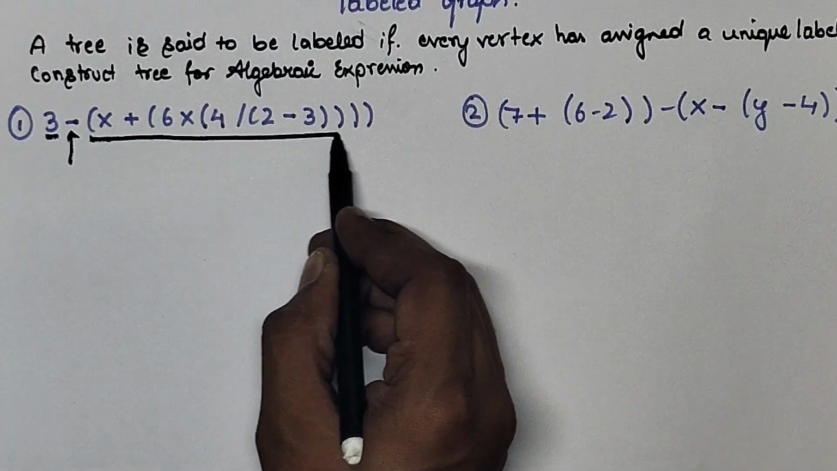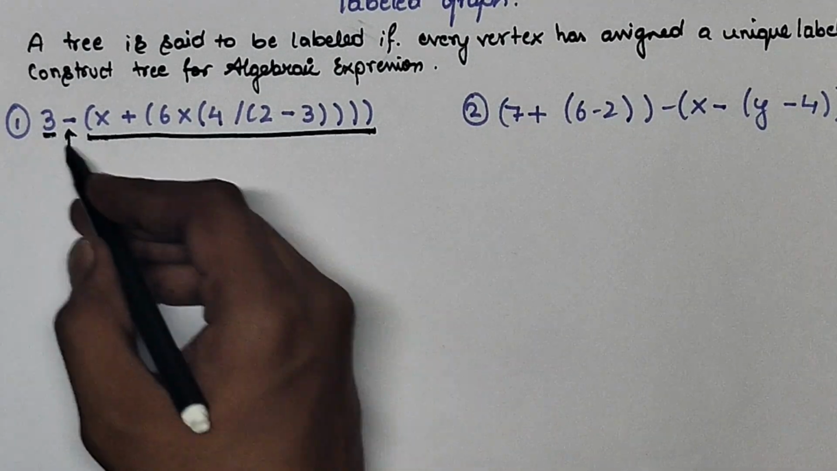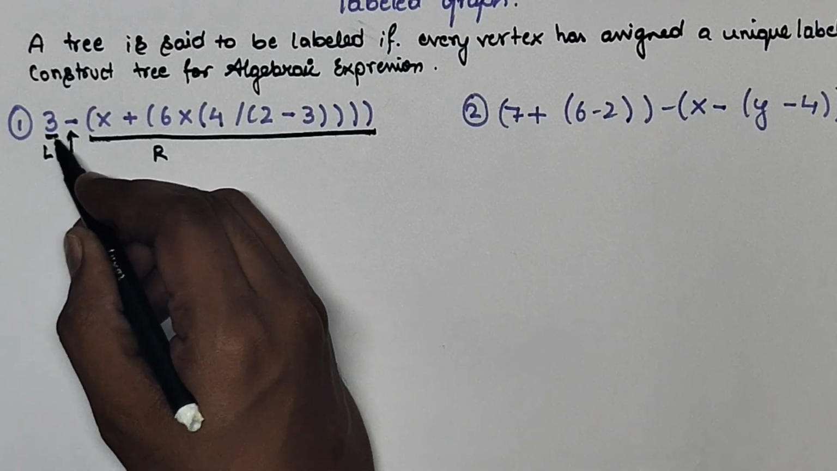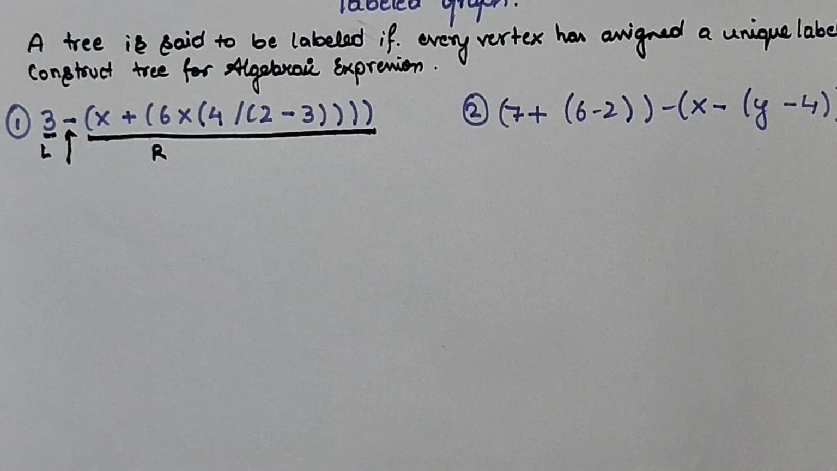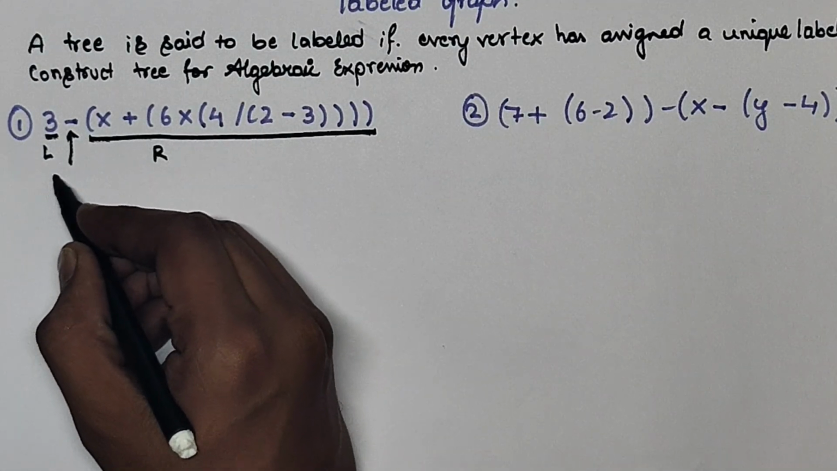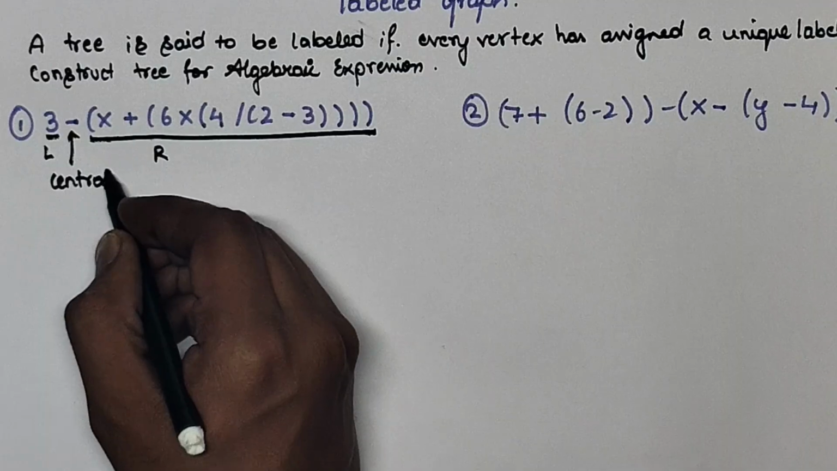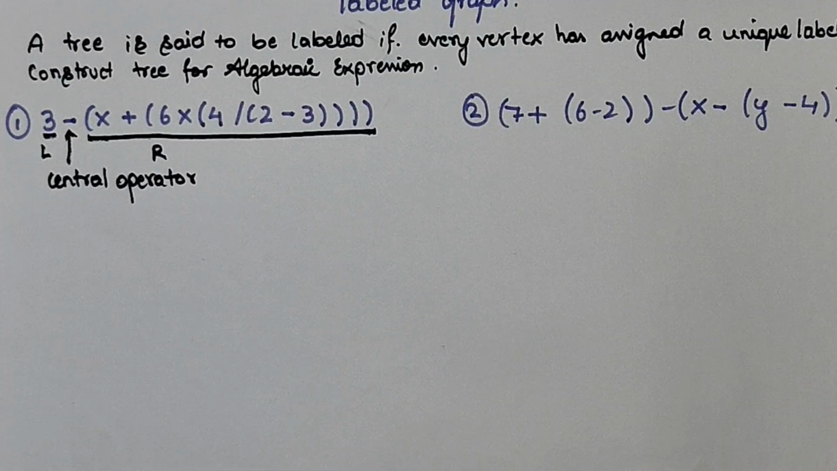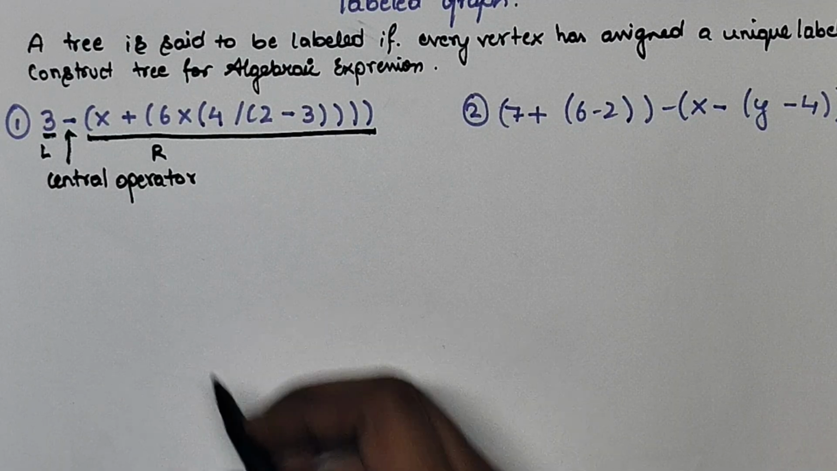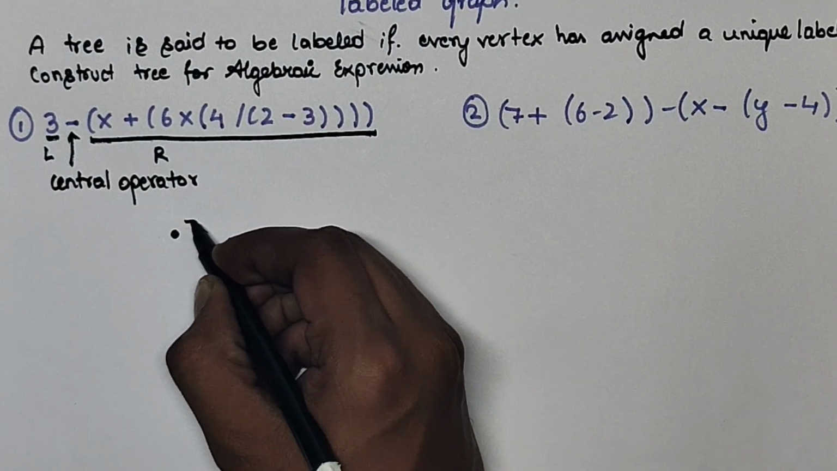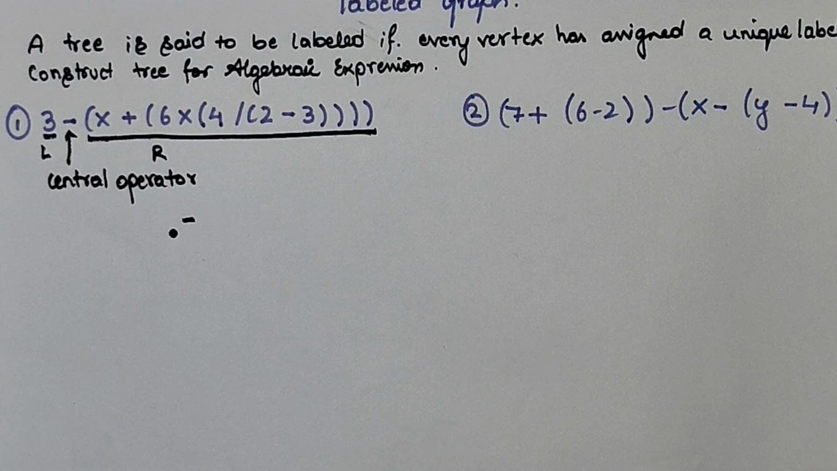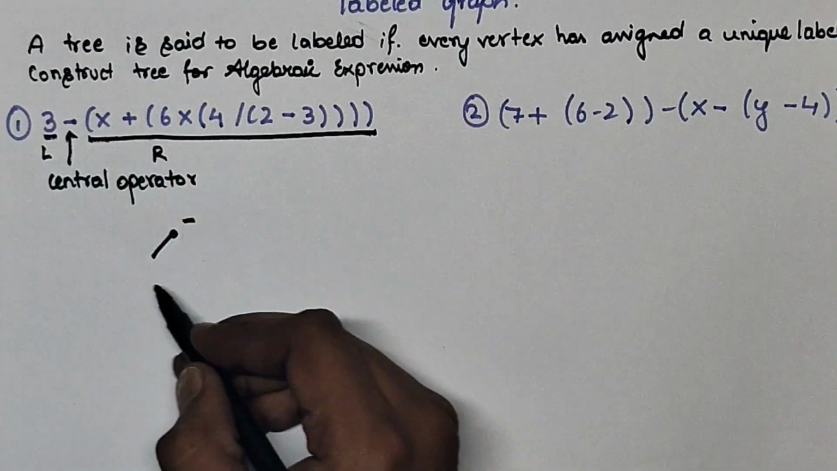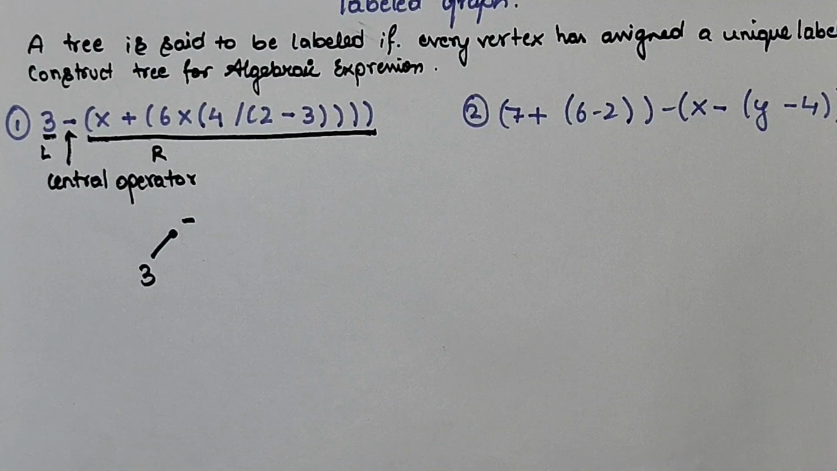So this separately you can consider. This is the left part, this is the right operand, and the operator which is connecting both the left and right operands, you can call it the central operator. The central operator will be in the vertex. So if you start, the vertex value will be the central operator, that is minus. Now I will write the left side element, that is 3.